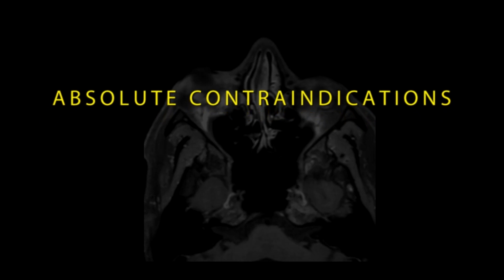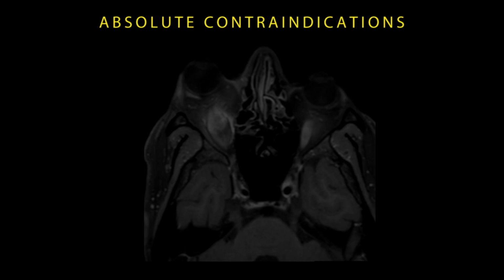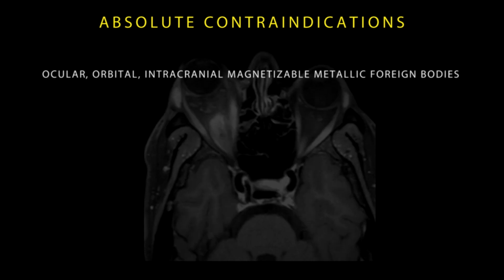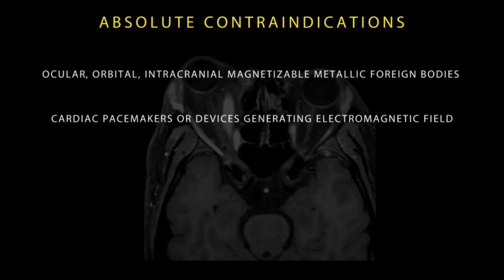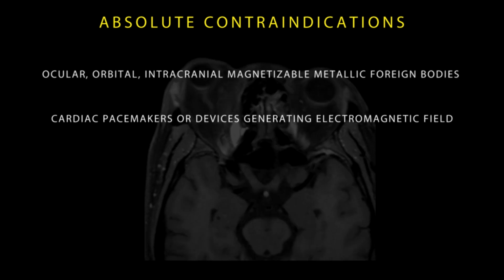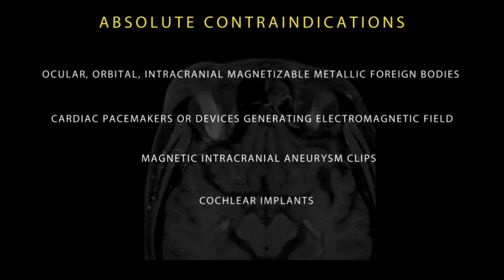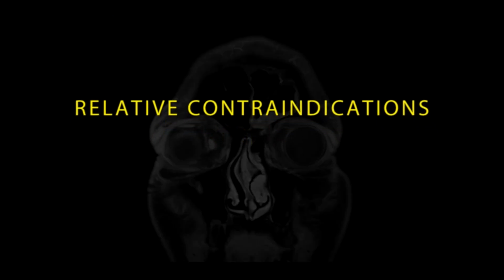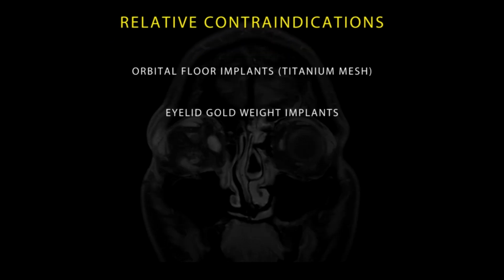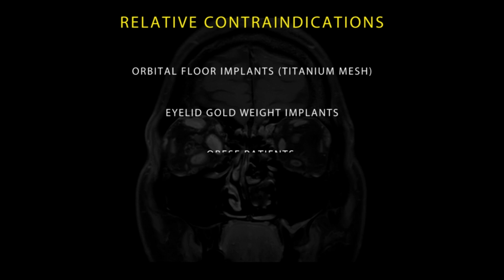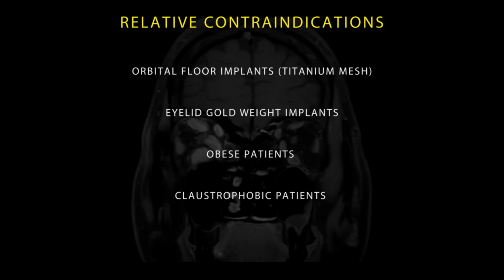However, there are contraindications. Absolute contraindications are ocular, orbital, or intracranial magnetizable metallic foreign bodies, cardiac pacemakers or devices generating an electromagnetic field, magnetic intracranial aneurysmal clips, and cochlear implants. Relative contraindications are orbital floor implants like a titanium mesh, eyelid gold weight implants, obese patients or claustrophobic patients.